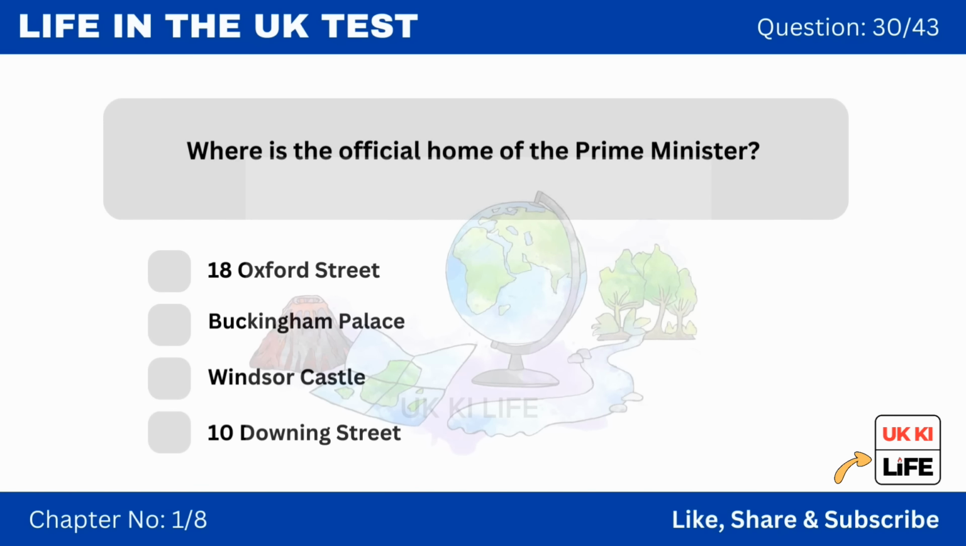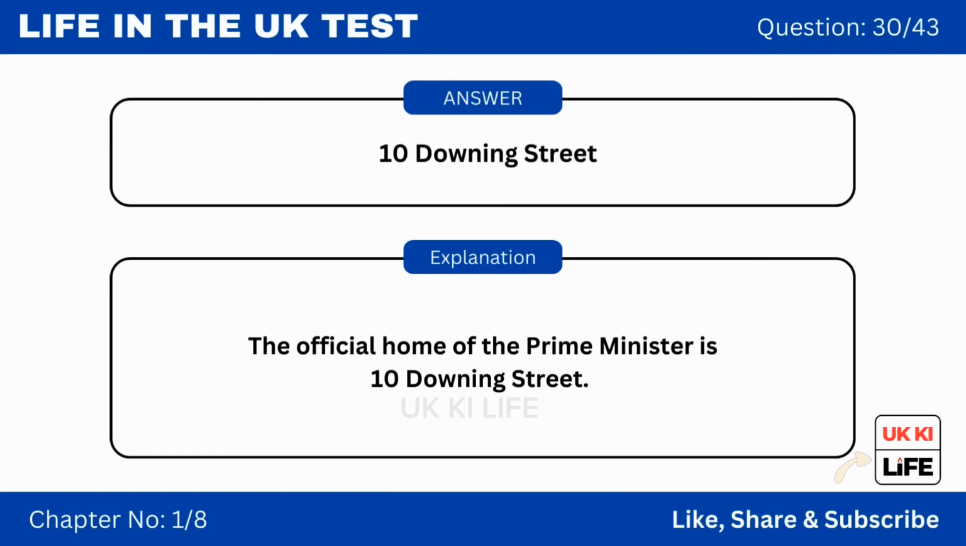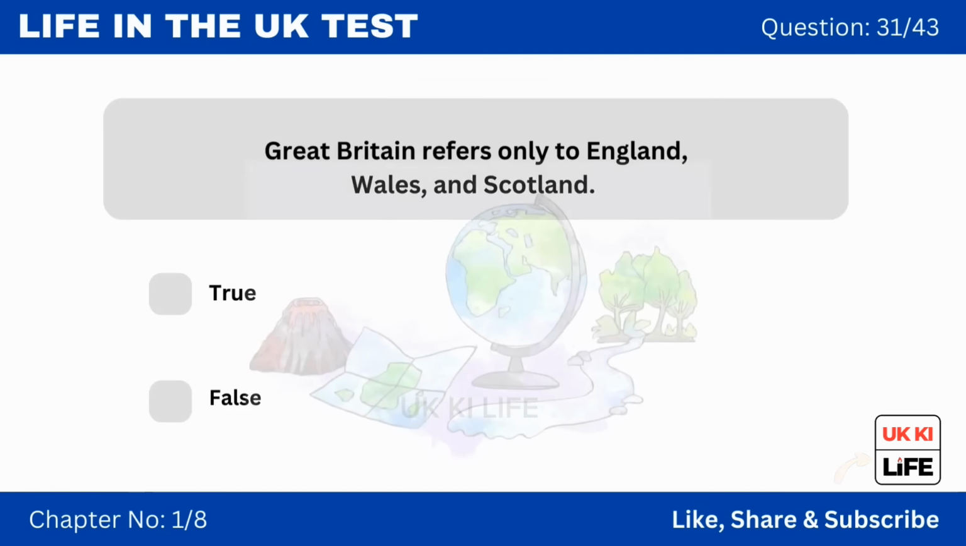The correct option is D. Explanation: the official home of the Prime Minister is 10 Downing Street. Question 31. Great Britain refers only to England, Wales, and Scotland. True, false?